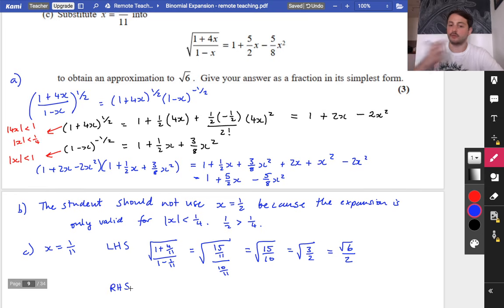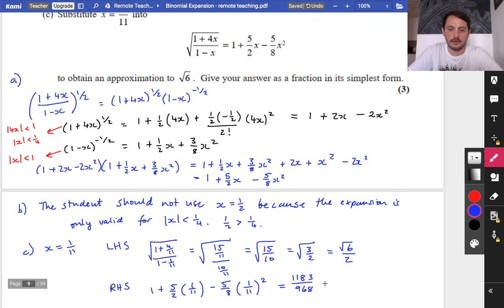Let's work out now what the right-hand side is. So the right-hand side would be 1 plus 5 over 2x. Well, x is 1 over 11. And it's going to be minus 5 over 8, 1 over 11 squared. I'm just going to put this in my calculator. In fact, I'm going to store 1 over 11 as my answer. So that's 1 plus 5 over 2 answer minus 5 over 8 multiplied by my answer squared, just to save me a bit of time. And this comes out as 1183 over 968.